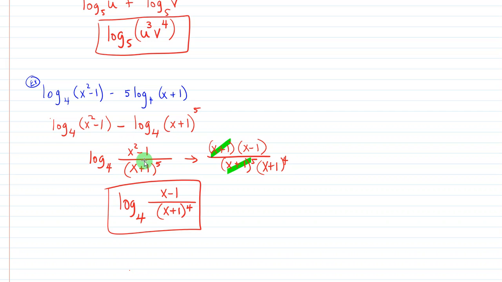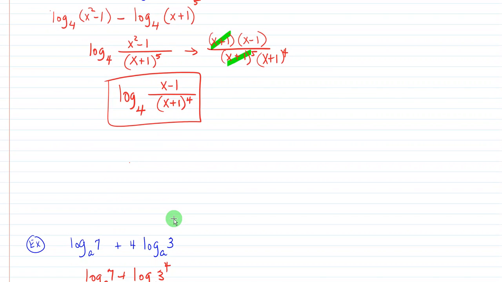But since I know that x squared minus 1 factors to x plus 1 times x minus 1, and this is x plus 1 to the 5th, that can cancel out, and this now becomes x plus 1 to the 4th. So our final answer would look like that.